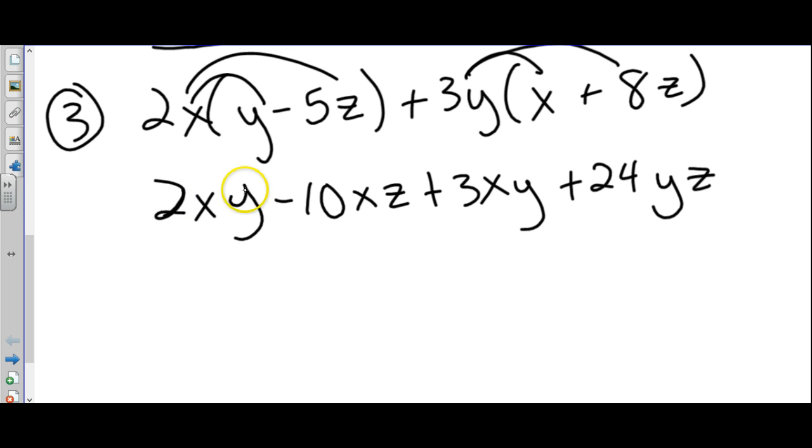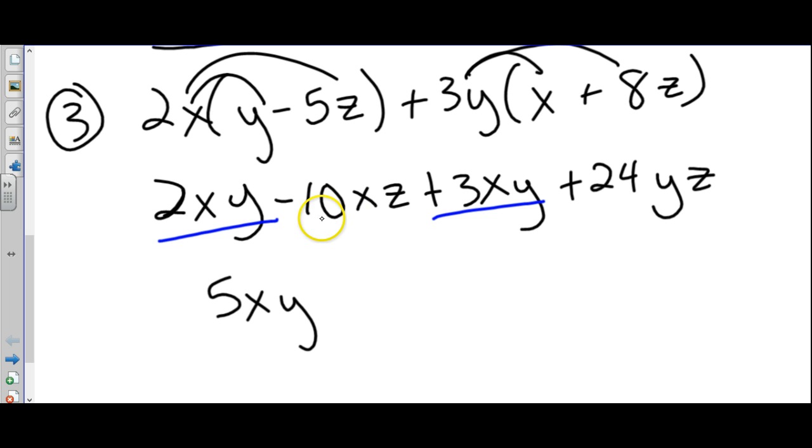So now we have to look for like terms, and they have to share both letters. So 2xy has an x and a y. This has an x but no y. This has an xy, so these are like terms. And this one has no x, so it is not a like term. So I can combine 2xy plus 3xy, which is 5xy.